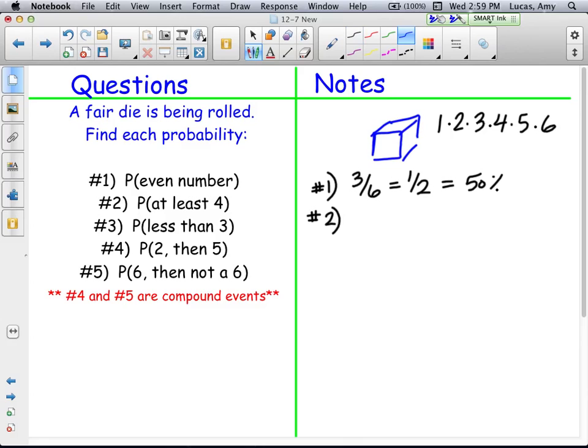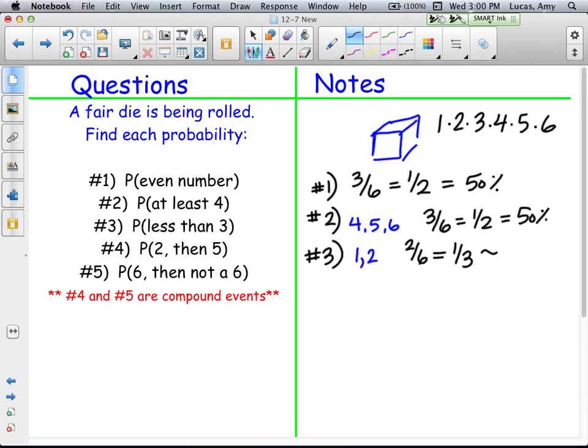The probability of getting at least a 4, so at the very least a 4, would mean 4, 5, or 6. So that's 3 outcomes out of 6, 1/2, or 50% again. The probability of getting a number less than 3. Less than 3 would be just 1 or 2. So 2 out of 6, 1/3, or about 33.3 repeating percent.